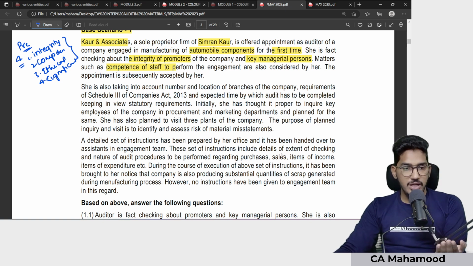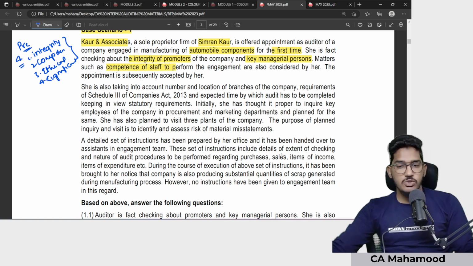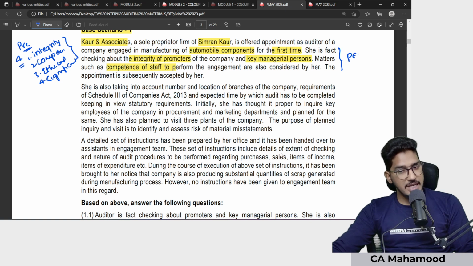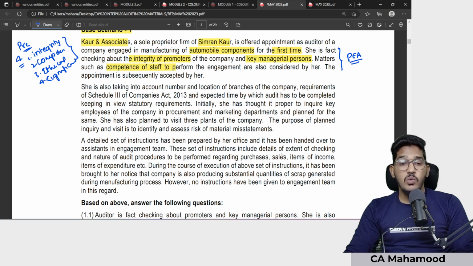So before accepting the audit, what has the auditor done? She checked the integrity of the promoters, and also she is checking the competence of staff, whether their staff are capable of completing the audit assignment. So she is basically performing preliminary engagement activities here, and after that she has accepted the audit. Next one, she is also taking into account the number and locations of branches of the company, requirements of Schedule 3 of the Companies Act, and the expected time by which the audit has to be completed, keeping in view the statutory requirements.